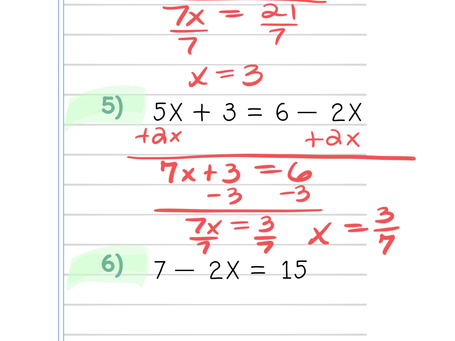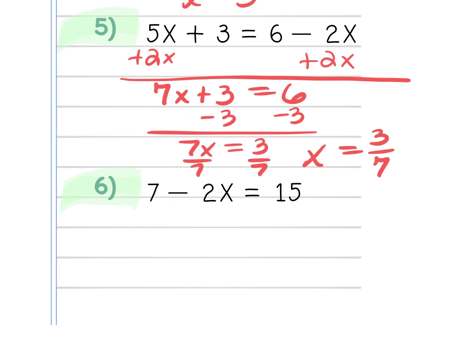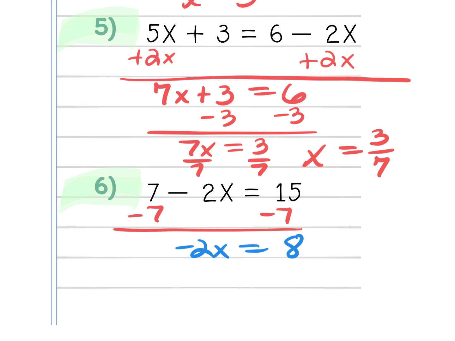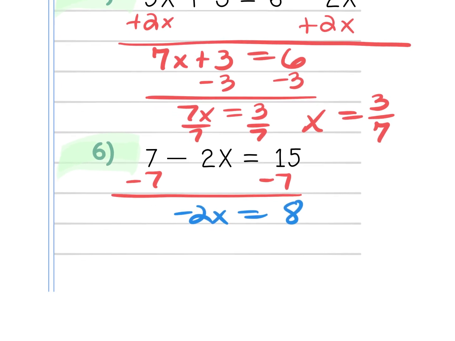The last example on this page. Again, my goal is to get x by itself. So I'm going to be subtracting 7 from both sides. Then negative 2 will drop down, negative 2x. And then I will subtract 15 minus 7. I get positive 8. And now, to solve for x, divide both sides of my equation by negative 2. And my final answer, positive 8 divided by negative 2, is negative 4.